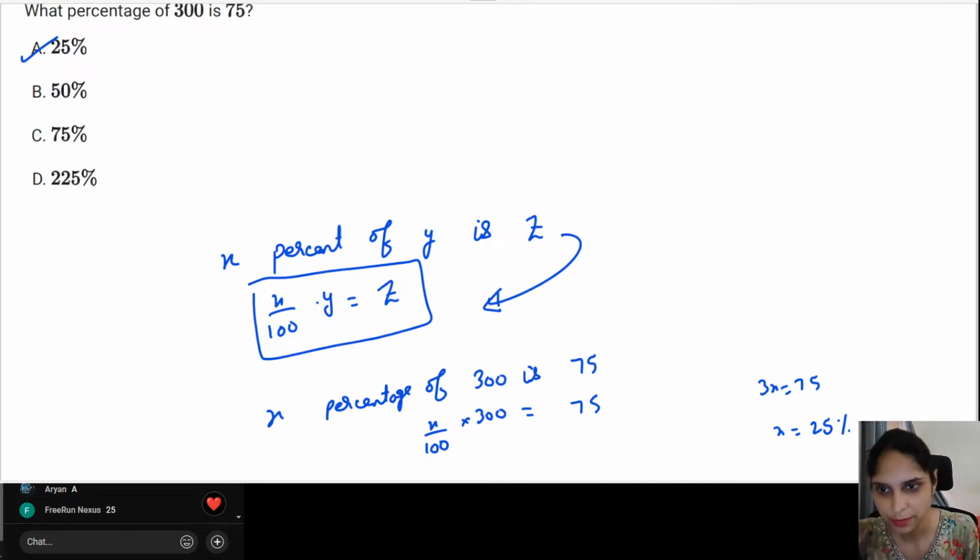That is how I see here. 25 is the correct answer, A. So that is how I solve it, but there are several other methods through which you can solve it. You can directly apply the formulas as well, but with this equation, you can find out anything.